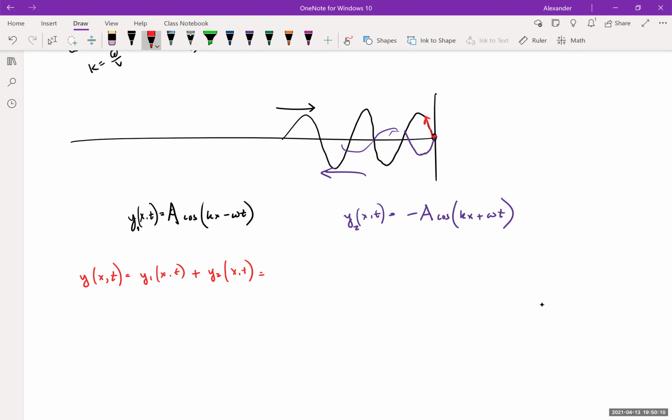Now, who remembers the identity for the cosine of a sum or difference? We got cosine of a plus b is, I think, cosine cosine minus sine sine. And if we include the minus sign, it's a plus. Almost positive.